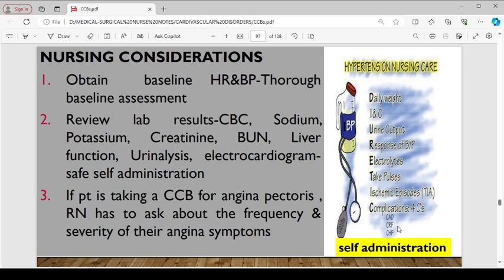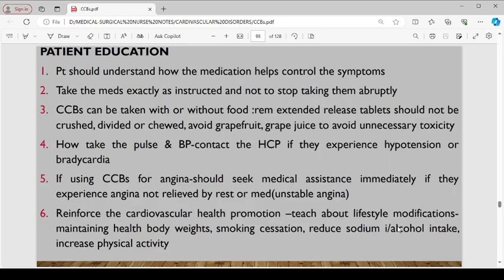So if a patient is taking a calcium channel blocker for angina pectoris, you as a nurse have to ask about the frequency and also the severity of angina symptoms so as to evaluate properly.